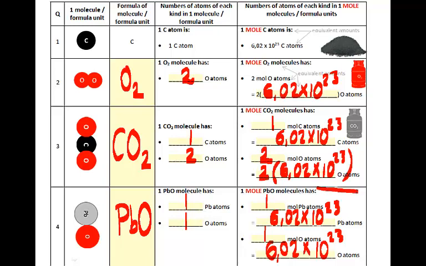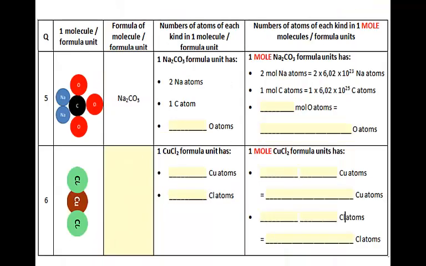1 mole of lead oxide molecules is equivalent to 1 mole of lead atoms, and that's equivalent to 6,02 times 10 to the power 23 lead atoms. And it's also equivalent to 1 mole of oxygen atoms inside that mole of lead oxide molecules, and it's equivalent to 6,02 times 10 to the power 23 oxygen atoms. However, 1 lead atom is not equivalent to 1 mole of lead atoms. That refers to a very different amount. Try answer this page before I continue.